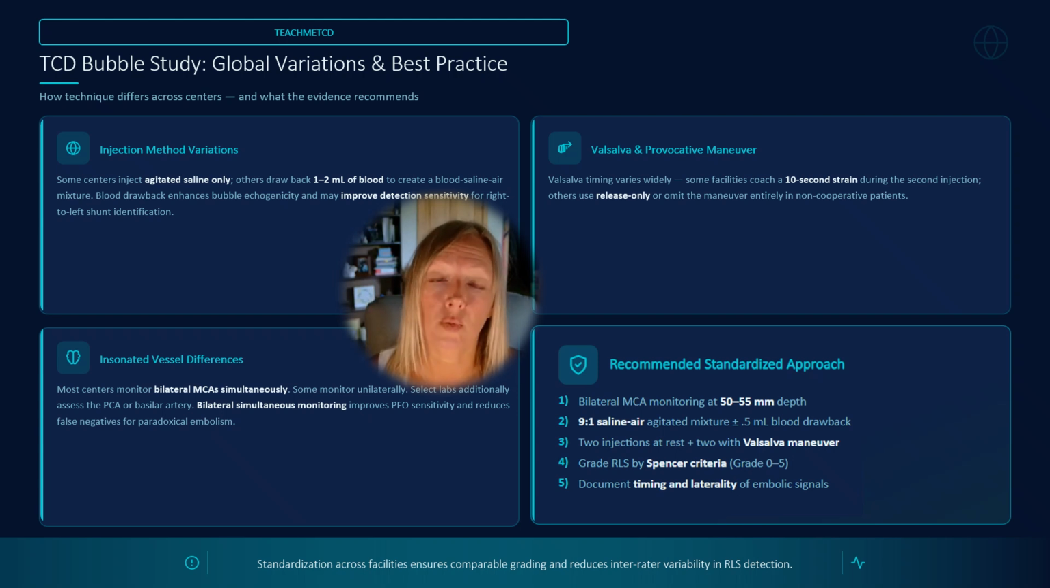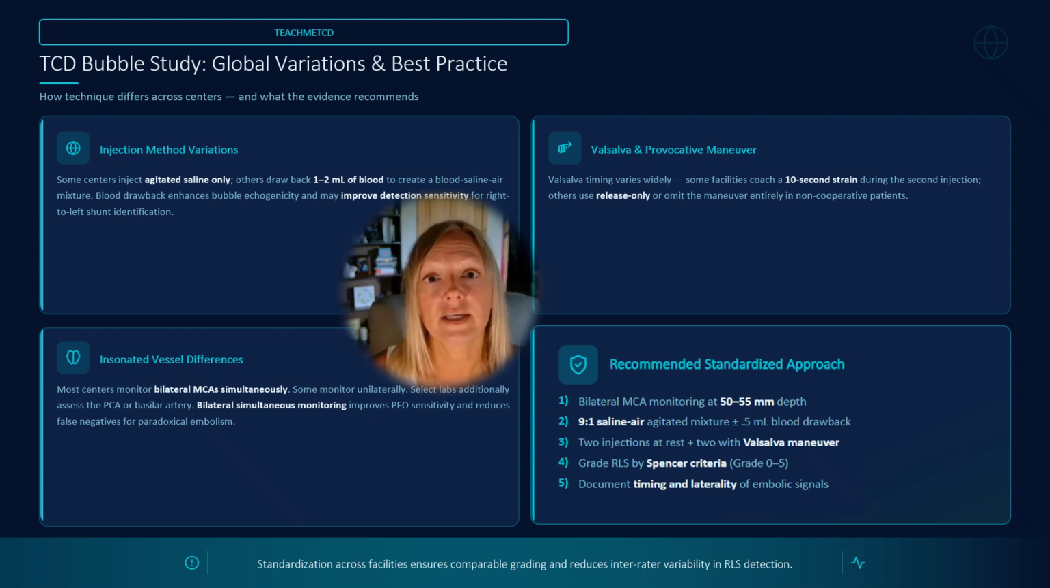The guidelines that are recommended from Dr. Spencer for your Spencer shunt grade are to insonate your MCA and ACAs bilaterally with 3 drops or a small amount of blood drawback in your agitated saline mix, and count the bubbles in that M mode. You will do 2 sessions, 1 injection at rest, 1 injection with Valsalva. 9 cc's of saline, bacteriostatic is preferred, 1 cc of air, and as we said, 3 drops of blood or a half cc of blood drawback is recommended as well.